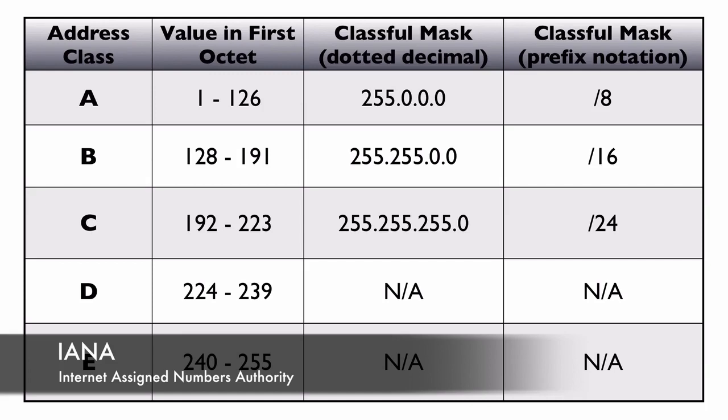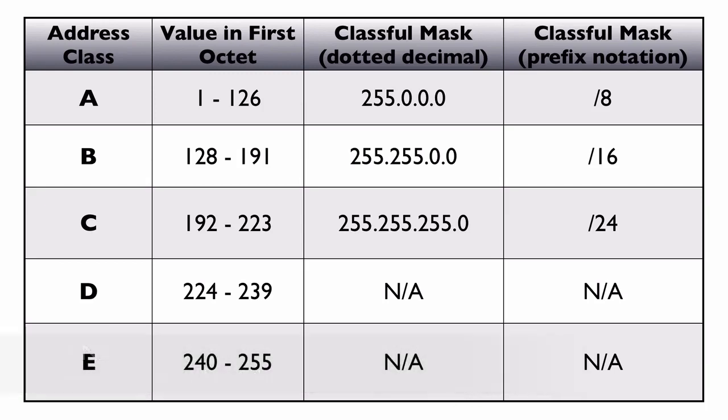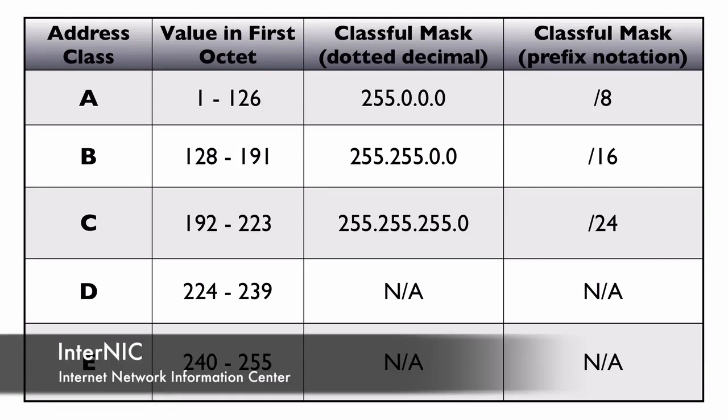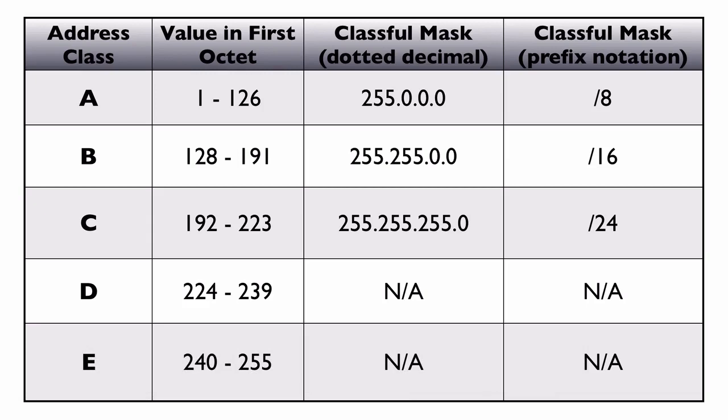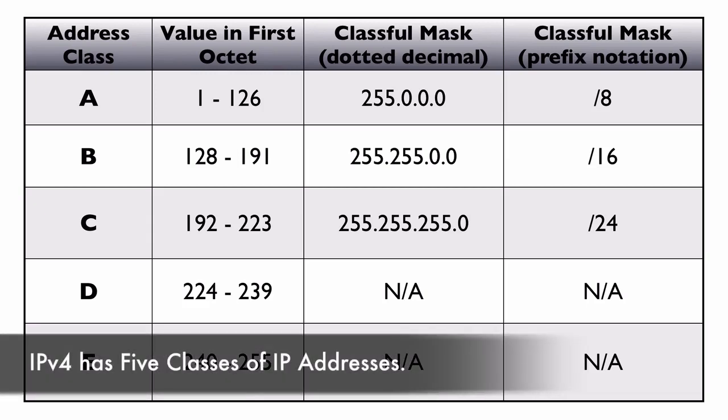And by the way, in some of the literature, you might see a reference to INTERNIC. That's the Internet Network Information Center. That was the predecessor to ICANN, but it switched over to ICANN in September of 1998. And the big takeaways, again, from this video are that we have 5 classes of IP addresses when it comes to IPv4.